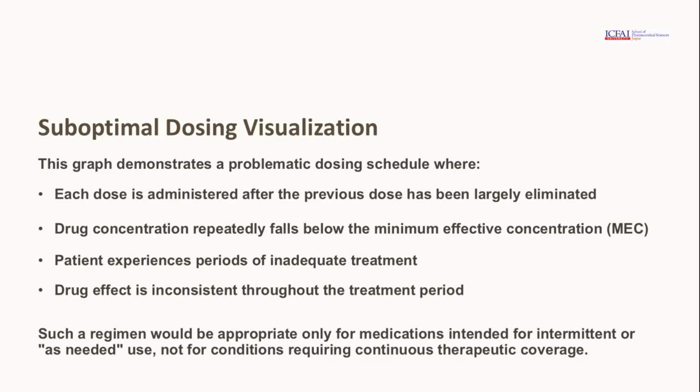Suboptimal dosing occurs when drug concentration falls below the minimum effective level. This can lead to inadequate treatment and inconsistent drug effects. Visualizing these patterns helps identify and correct dosing issues for continuous therapeutic coverage.